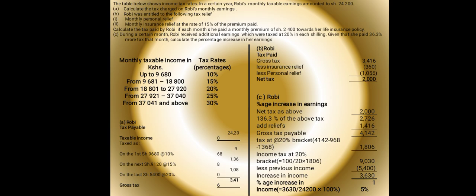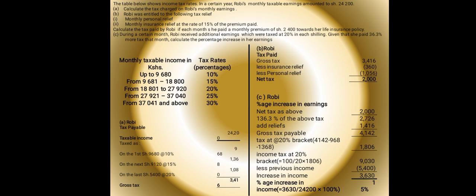The third table shows tax paid by Robbie. We have the gross tax of 3,416, less insurance relief of 360, and the personal relief of 1,056 shillings. So the net tax is 2,000 shillings.